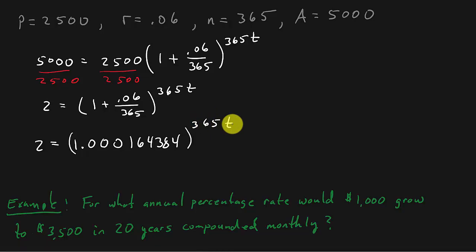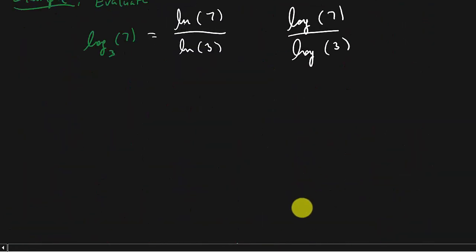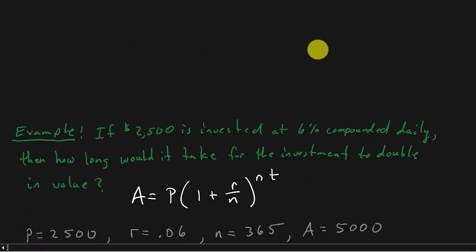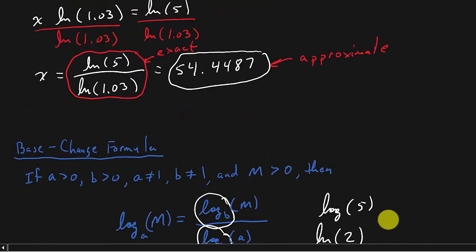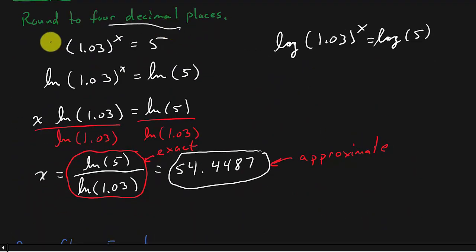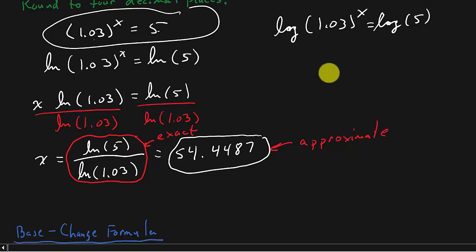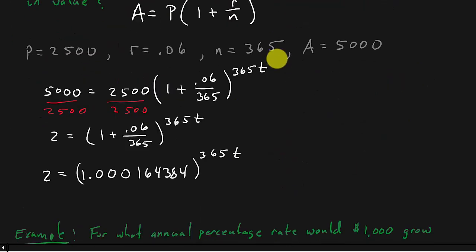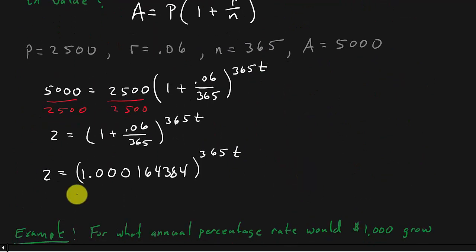Now, how do we solve this? Didn't I just work one like this? The variable's in the exponent, I'm not going to get my bases the same. So I'm going to take the natural log of both sides. So that's going to be the natural log of 2 equals the natural log of 1.000164384 to the 365t.